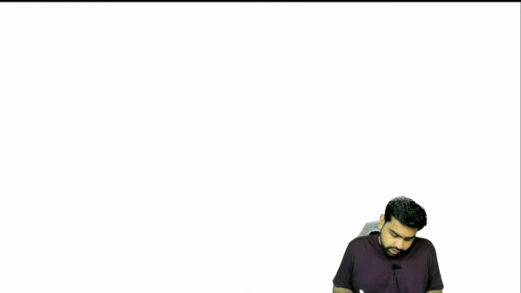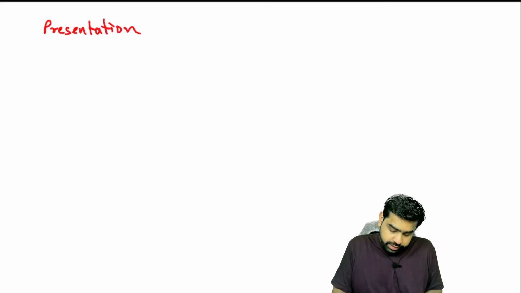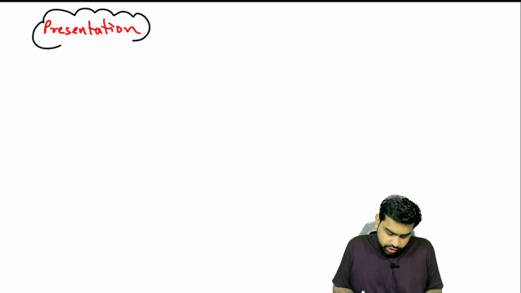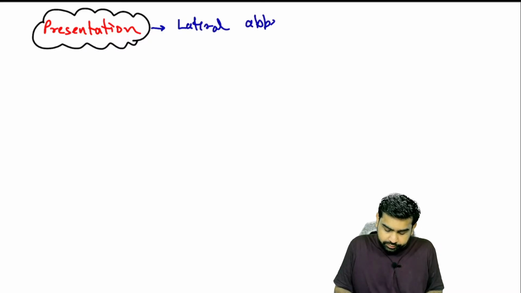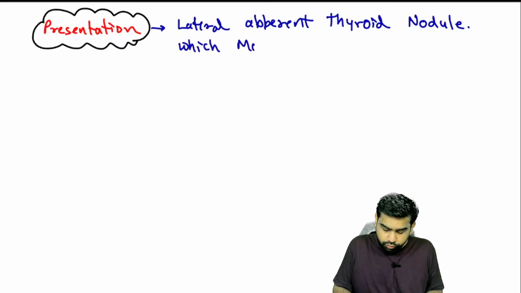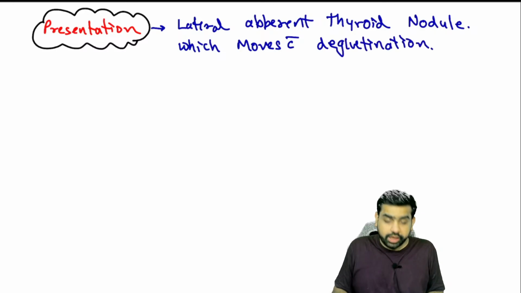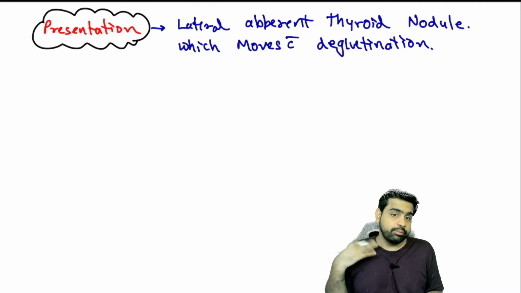Now, if I ask you how will the patients present to you? Can you please tell me what is the presentation of these particular patients? There can be a lateral aberrant thyroid nodule which moves with deglutination.